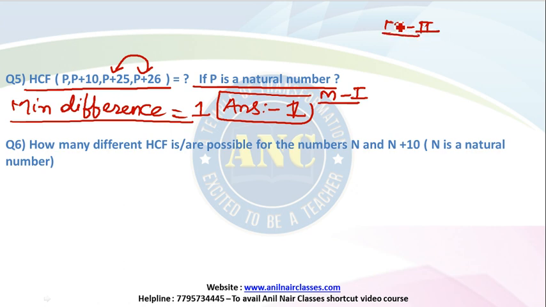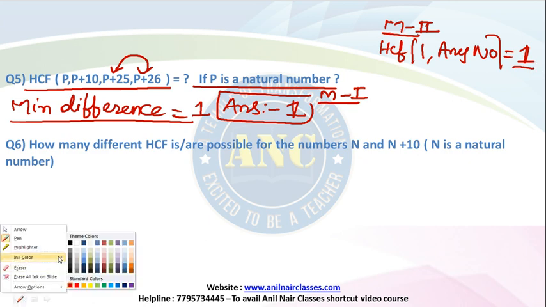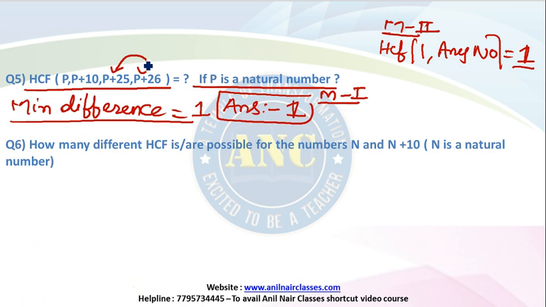Method 2. Minimum difference. We will take the minimum difference for the given numbers and take its factors. HCF of 1 with any number is 1.